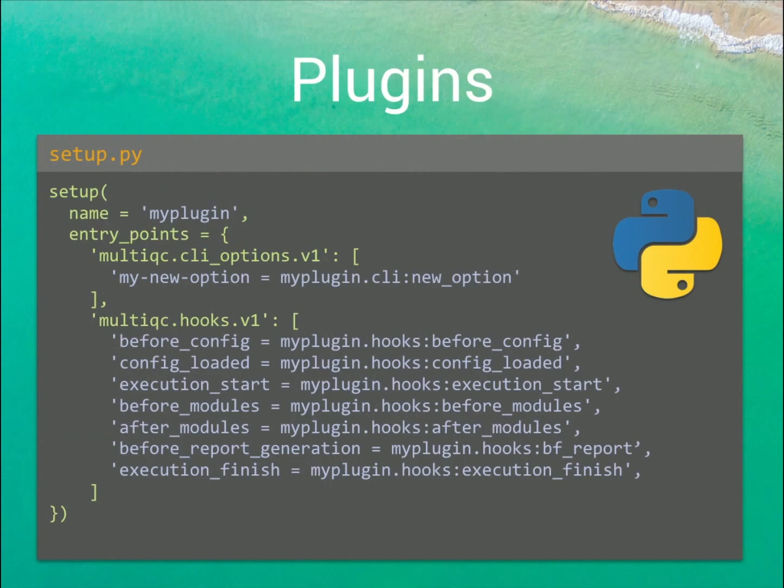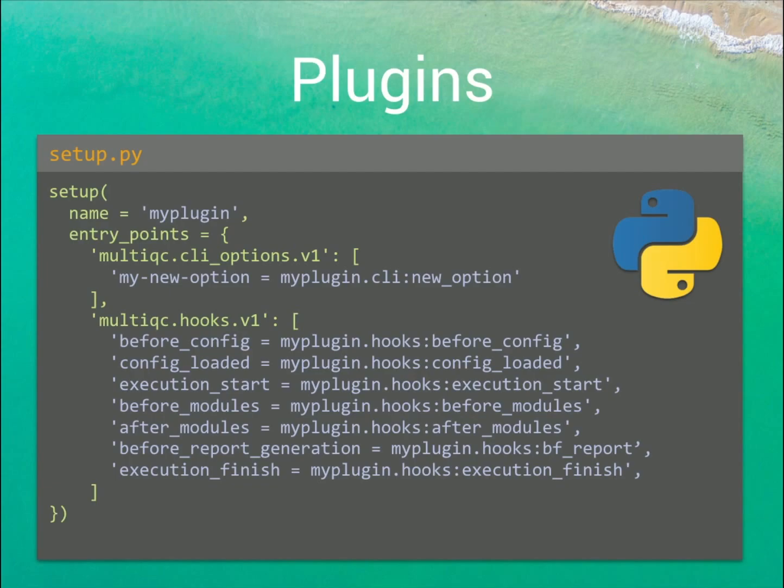MultiQC is built in a very modular way, and one of the advantages of this is that you can write your own custom plugins in Python. This is an excerpt of a setup.py file, for anyone familiar with Python, that you use to write a Python package. MultiQC uses setuptools, and it has a number of entry points, and you can plug into these entry points to get your own custom code to run.